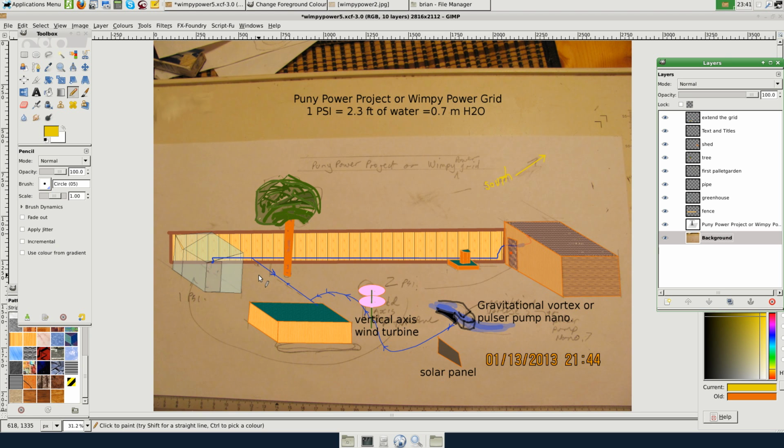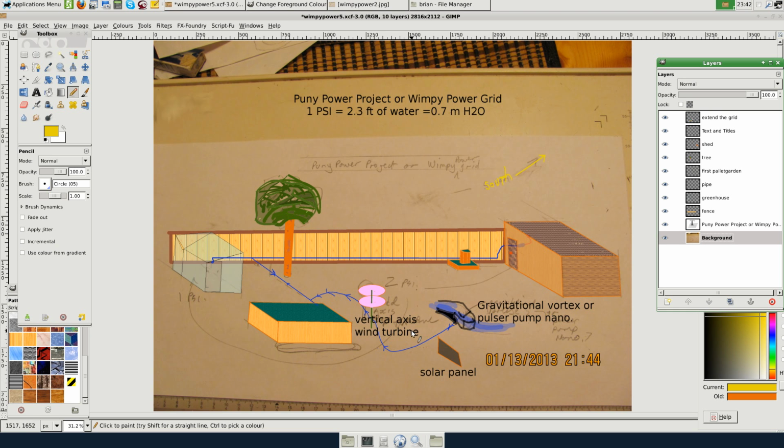But now imagine this air pipe is part of a grid. So instead of just the bubble pump here, say you had a little river somewhere, you could do a gravitational vortex, or any one of a number of different ways of pressurizing the air, or you could have a pulsar pump nano with no moving parts at all. You could have a vertical axis wind turbine.